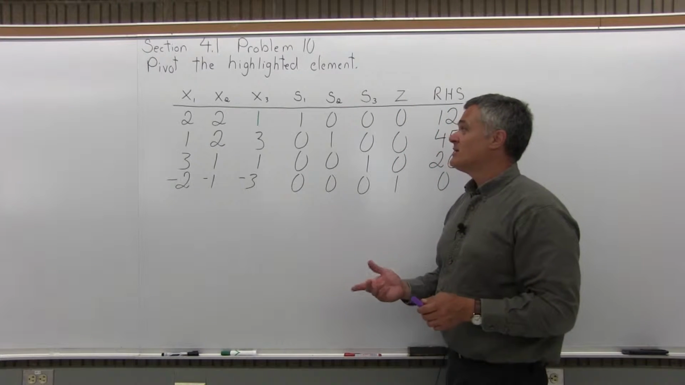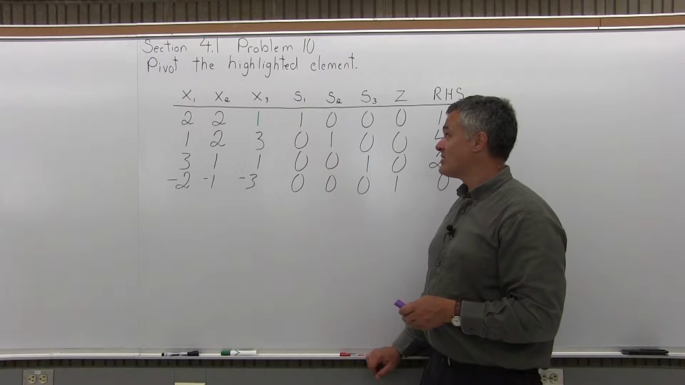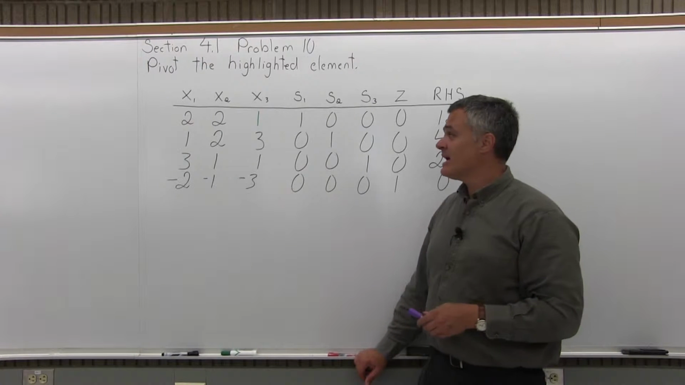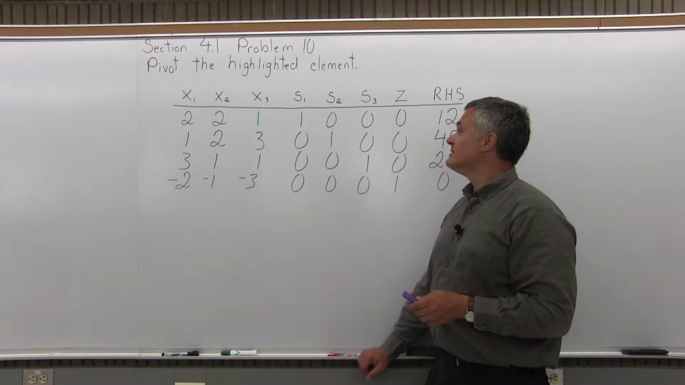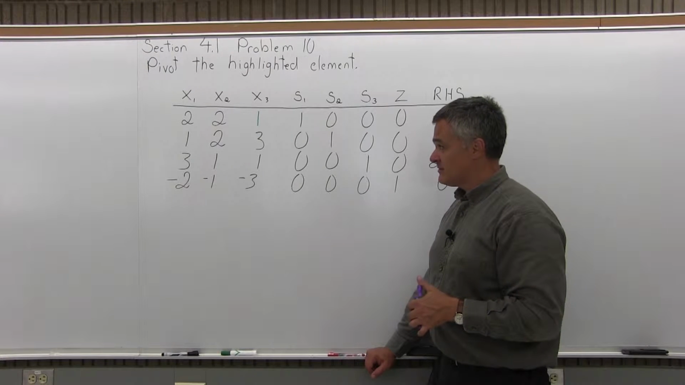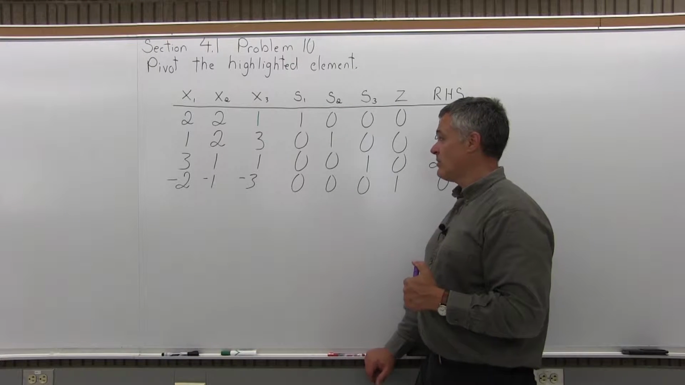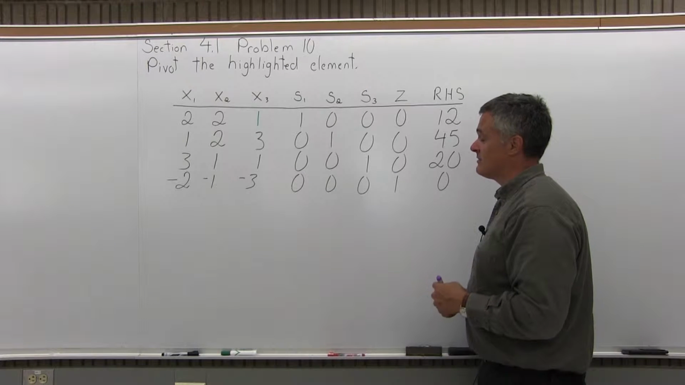So you have a fairly large tableau, with columns x1, x2, x3, s1, s2, s3, z, and RHS for right-hand side. There are 4 rows in this tableau. The first one, the top row, is 2, 2, 1, 1, 0, 0, 0, and then 12. The second row is 1, 2, 3, 0, 1, 0, 0, and then 45.